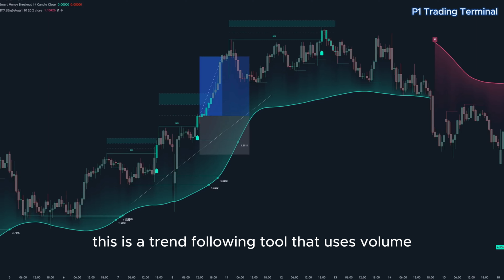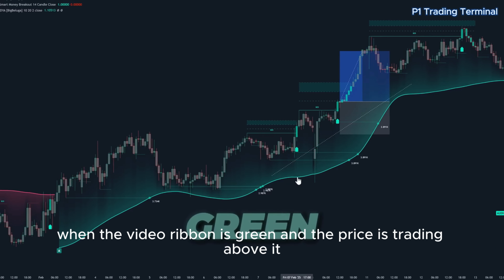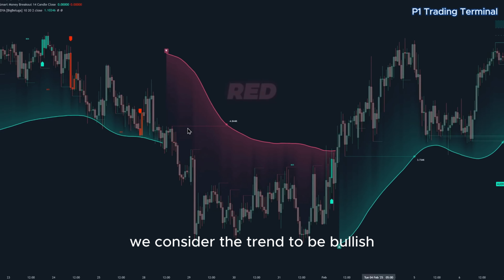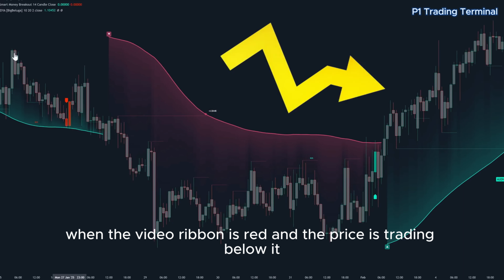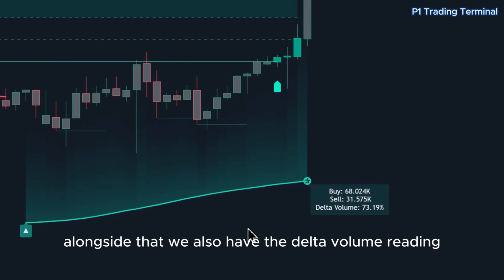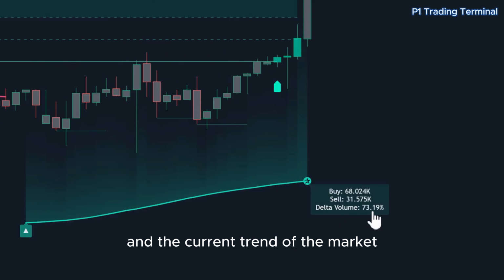This is a trend-following tool that uses volume to measure the momentum of the market. When the VIDYA ribbon is green and the price is trading above it, we consider the trend to be bullish. Conversely, when the VIDYA ribbon is red and the price is trading below it, we consider the trend to be bearish. Alongside that, we also have the delta volume reading that shows the difference between buy volume and sell volume and the current trend of the market.